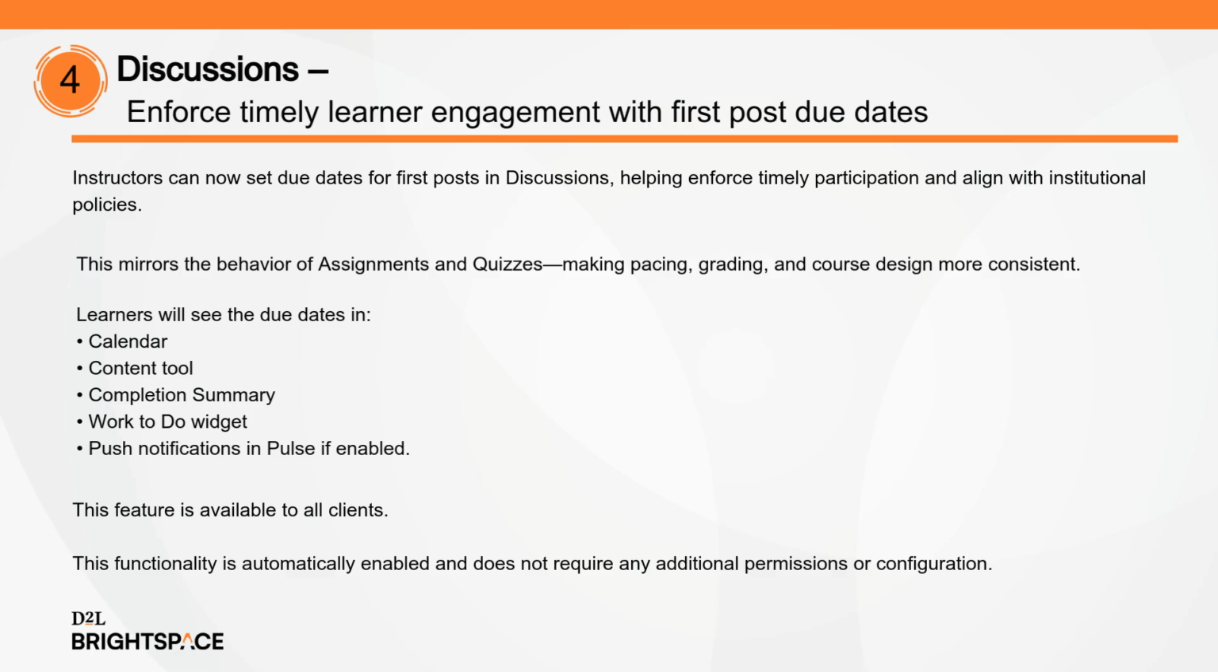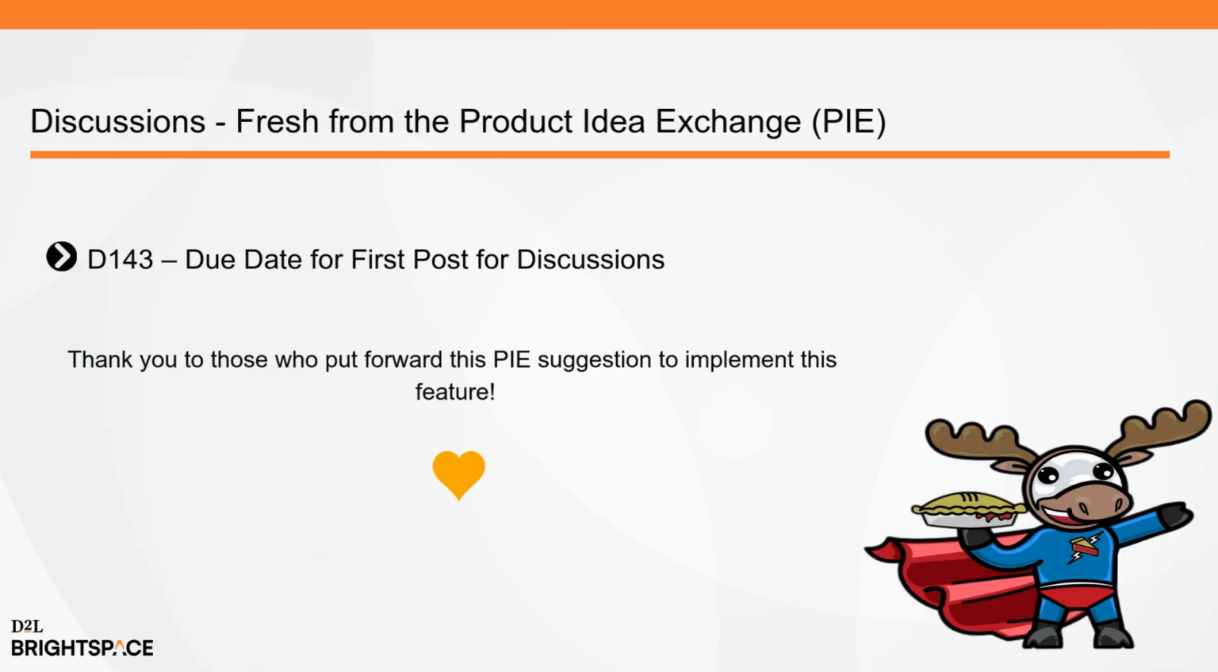align with institutional policies. This mirrors the behavior of assignments and quizzes, making pacing, grading, and course design more consistent. Learners see due dates in the calendar, content tool, completion summary, work to do widget, and receive push notifications in Pulse if enabled. Overdue and late indicators are also visible in the new content experience, available to all clients. This feature implements the following PI item: D143, due date for first post for discussions. Thank you to those who put forward this PI suggestion.